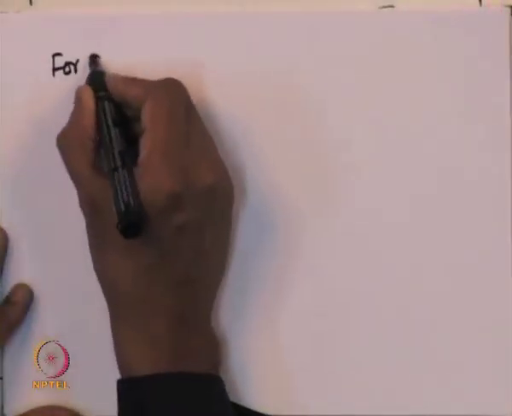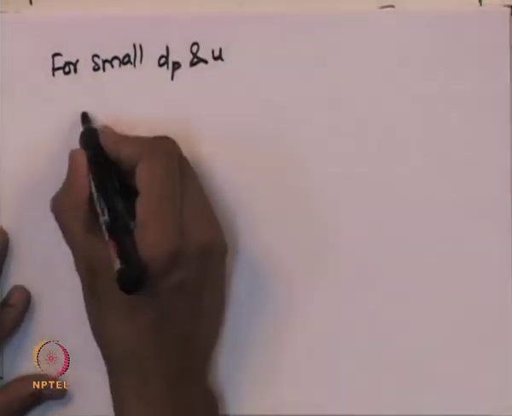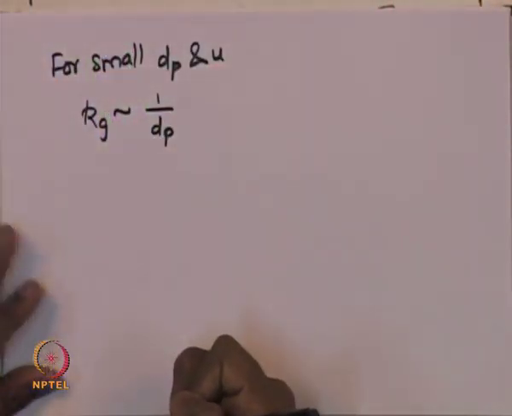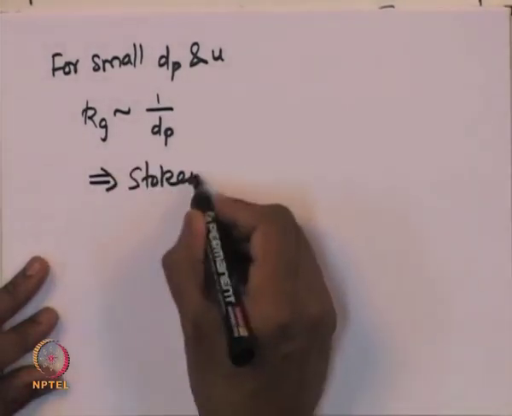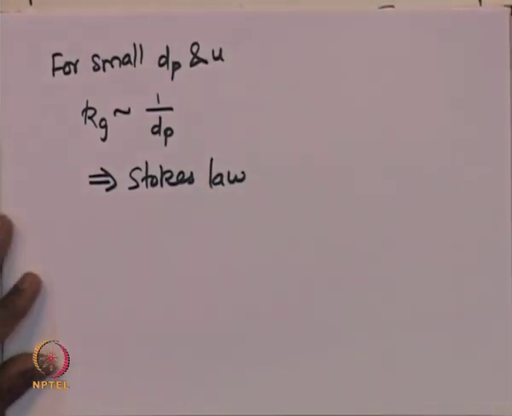So, now if the particle size is very small, so for small dp and small velocity u, if you do a little bit of algebra on the correlation, one can discern that the mass transport coefficient approximately scales as 1 over the diameter of the particle. So, under these conditions, Stokes law can be applied in order to estimate the radius of the particle as a function of time when the unreacted core is undergoing a certain fluid-solid non-catalytic reaction.